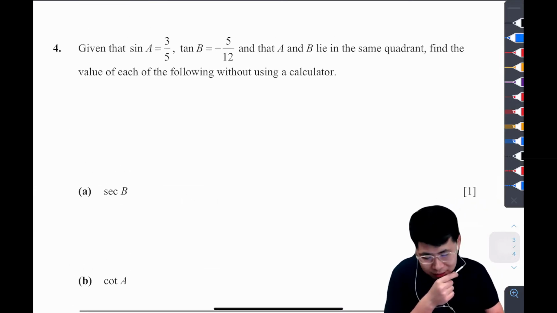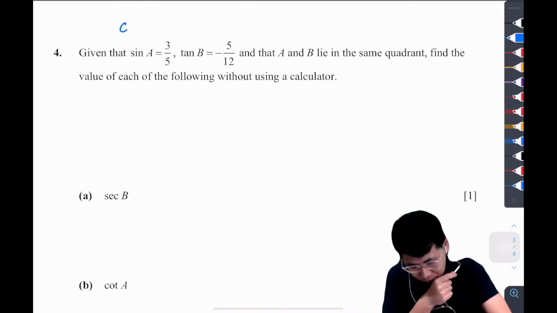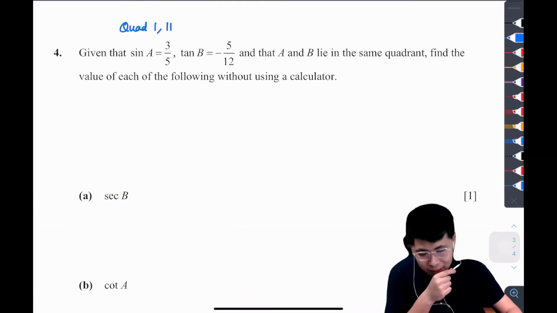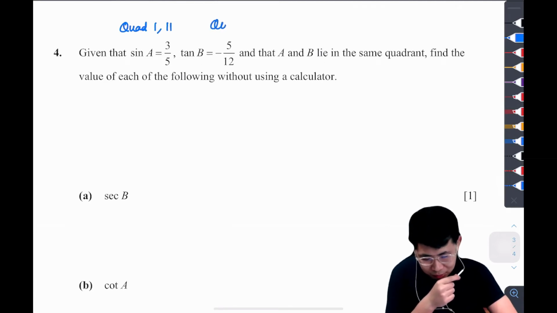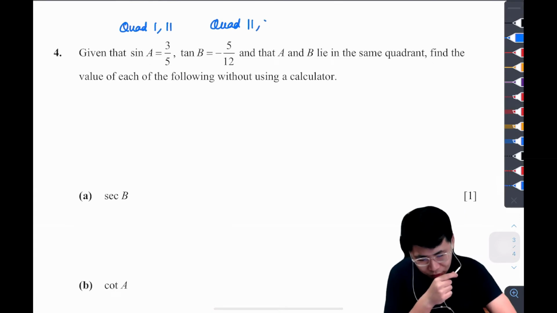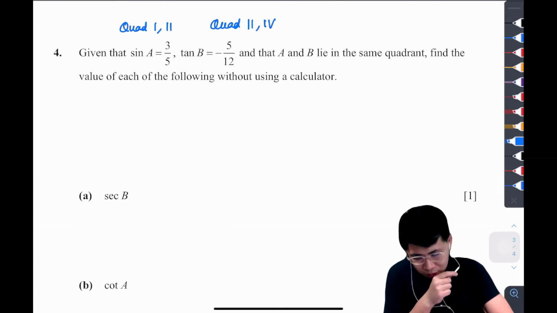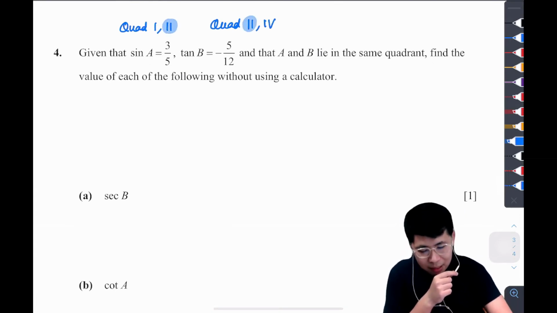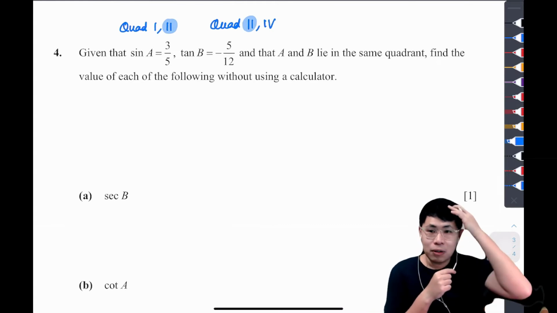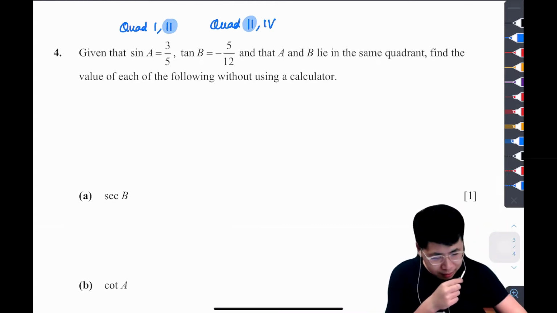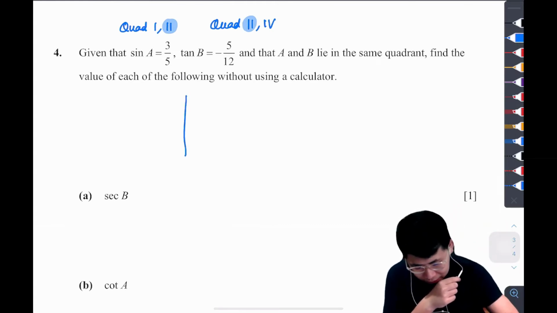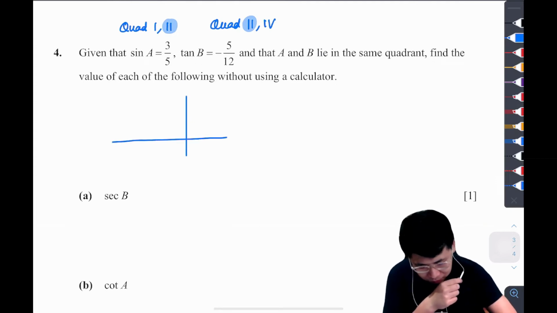Okay, so sine positive means I'm referring to quadrants 1 and 2. Tangent negative means I'm referring to quadrants 2 and 4. So which is the common quadrant? Because both these angles are in the same quadrant, it will have to be quadrant 2. Okay, so let's draw out these angles in quadrant 2. Like this. So let's say this is A.